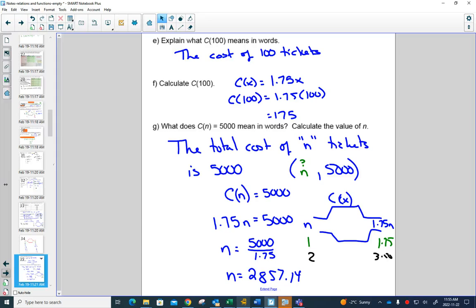So this is how function notation helps us understand these questions and figure them out.